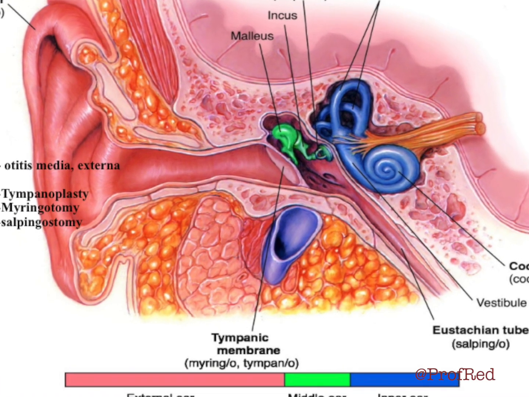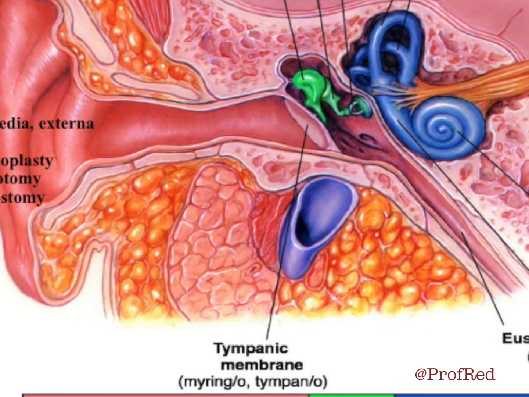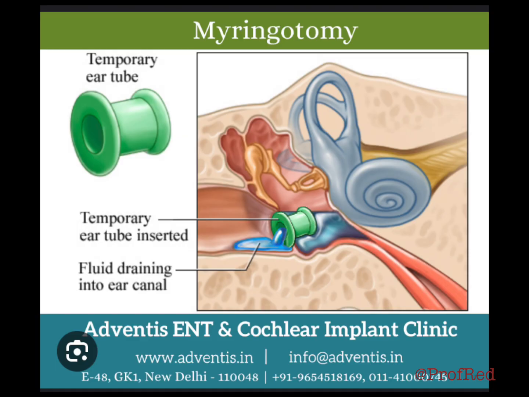Now let's move to the tympanic membrane or the eardrum. So we have myringo or tympano. An example would be myringotomy. So again, tomy is to cut or to make an opening in this case. So we're making an opening in the eardrum, and the purpose of this is to drain the fluid. This is a common procedure we do in pediatrics.